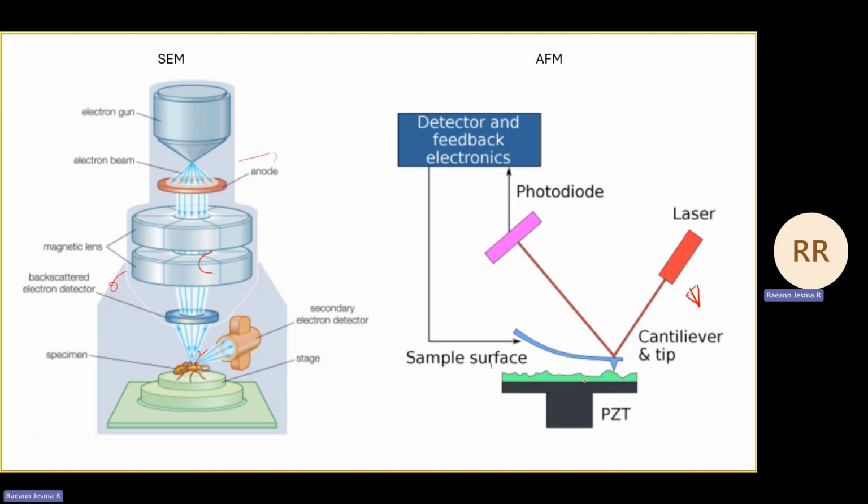Okay. So to do AFM, there are many kinds of modes, such as tapping mode. In that, we either actuate the cantilever by using a piezoelectric material, or there is also something called photothermal actuation. So using either of the methods, we actuate the sample.